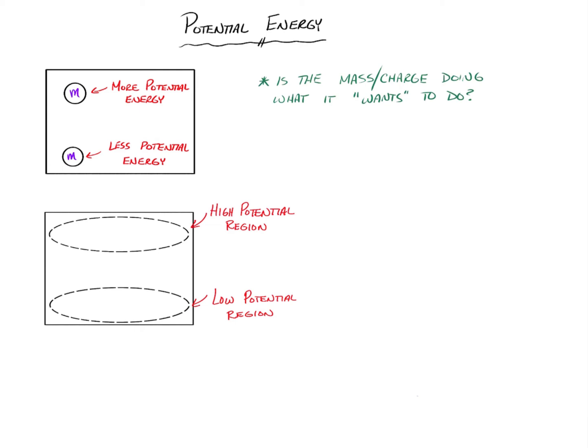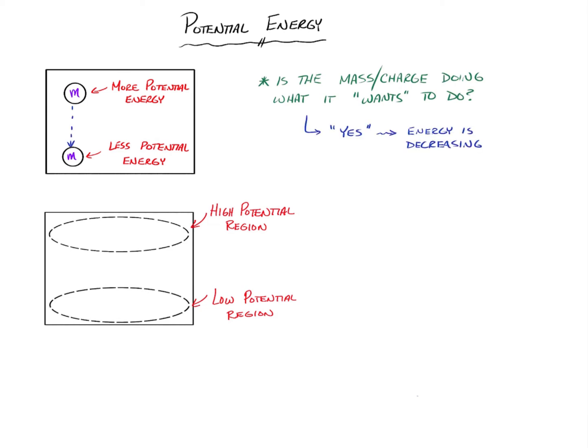One of the questions that I highly recommend you get in the habit of asking yourself, for when you're moving through a field, is: am I gaining energy, losing energy? Am I increasing a potential, decreasing a potential? A simple question to ask yourself is: is the mass or the charge doing what it naturally wants to do? Now, I know they don't want to do anything. They're not sentient. But we want to imagine if I let go of a mass, it's going to drop downwards. So that's the natural motion it wants to take.